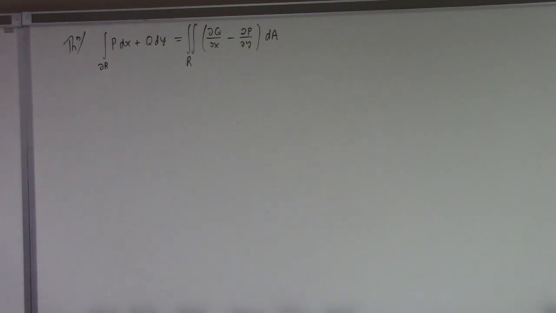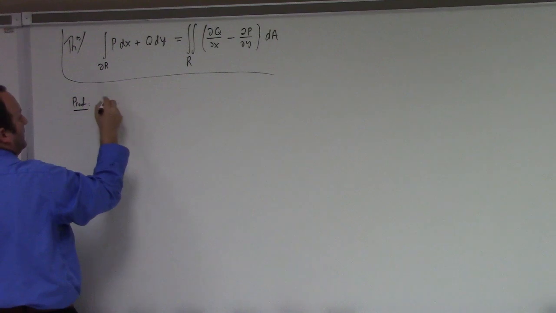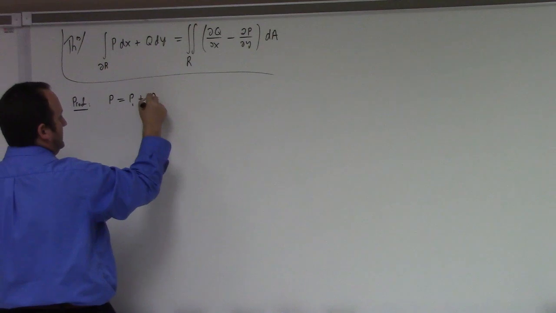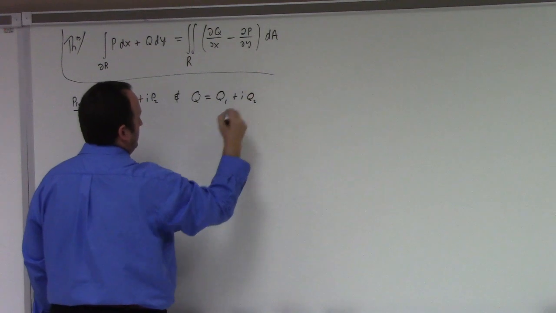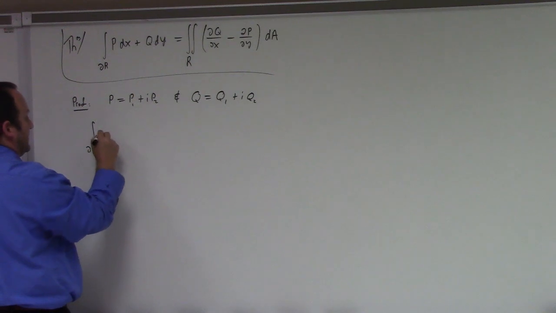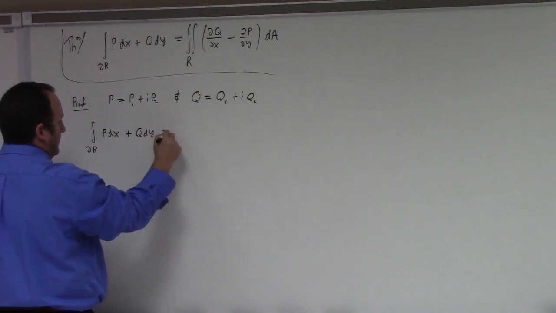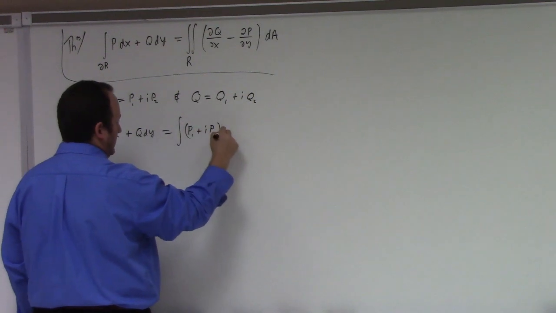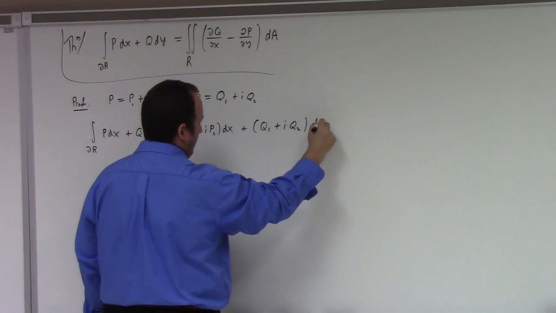All right, so what's the proof? So, we're going to say p is equal to p1 plus ip2, and q is equal to q1 plus iq2, right? And so if I integrate over the boundary of the simply connected region R, p dx plus q dy, by definition, that is the integral of p1 plus ip2 dx plus q1 plus iq2 dy.